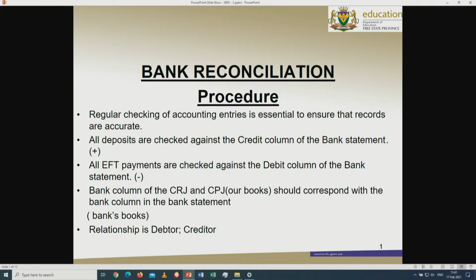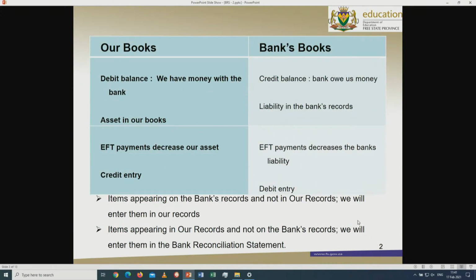So please make sure. The last part, the relationship is a debtor and a creditor. So between the business and the bank, the relationship between the two sets of books is that of a debtor and a creditor. So let's move to the next slide. Let's check, for example, in our books, we have a debit balance.